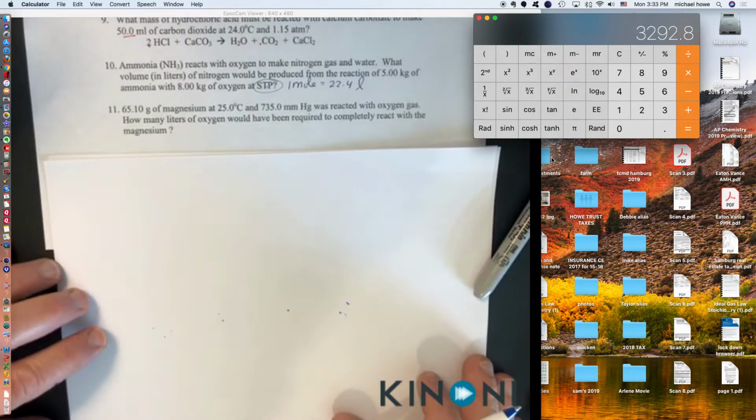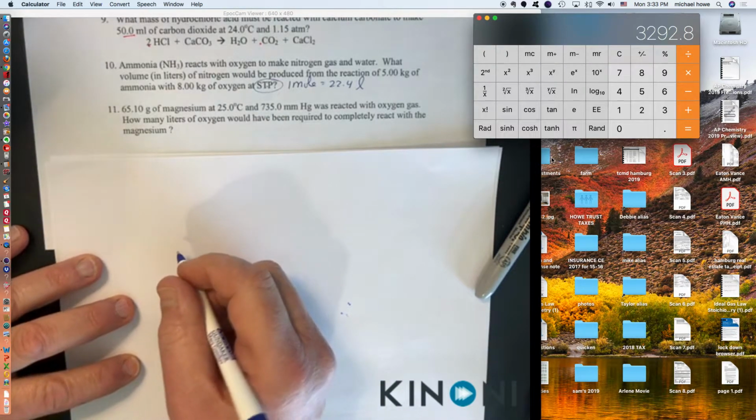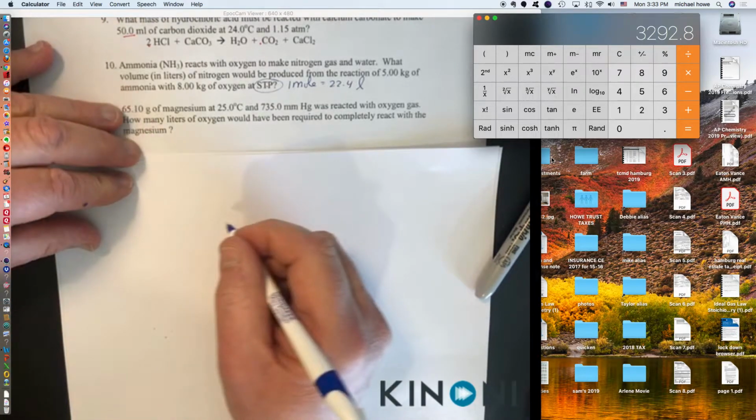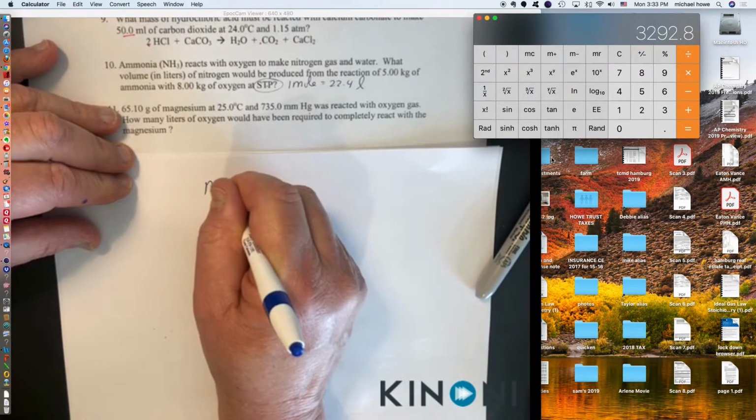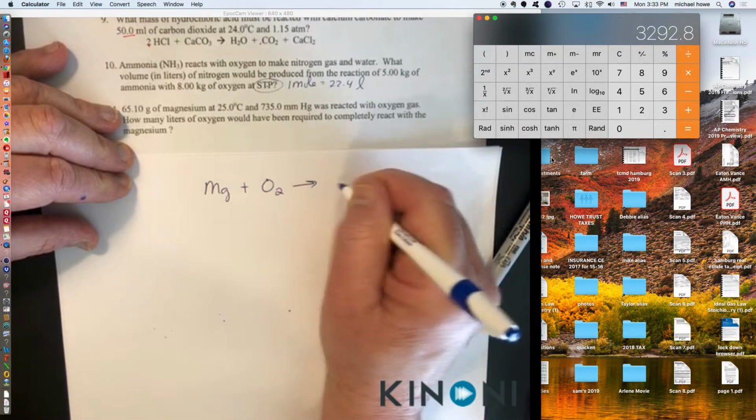Okay, we've got the 16 grams of magnesium. No, not 16, 65.1 grams of magnesium. Well, it's reacting with oxygen too. Better write the equation. So Mg plus oxygen gives us magnesium oxide.